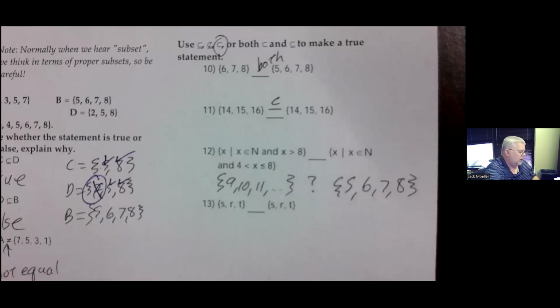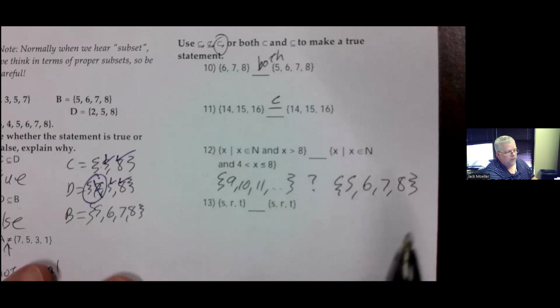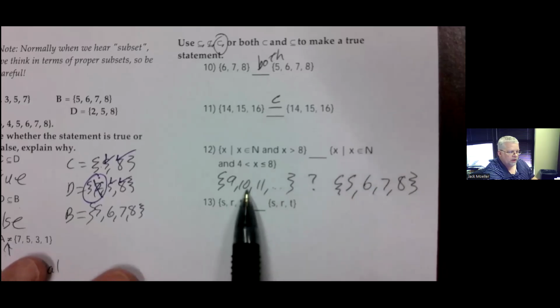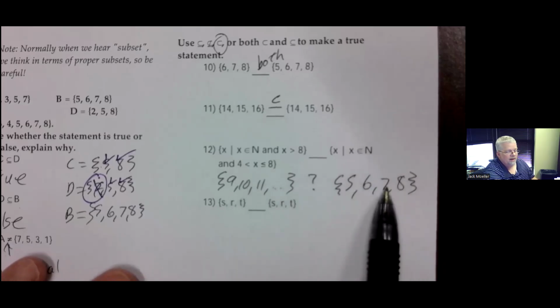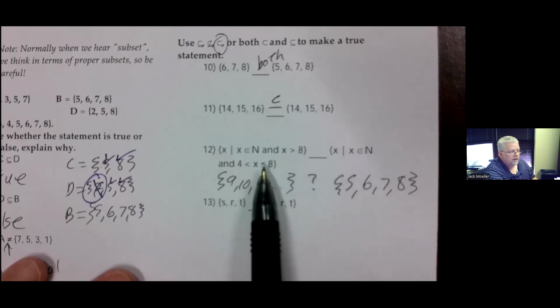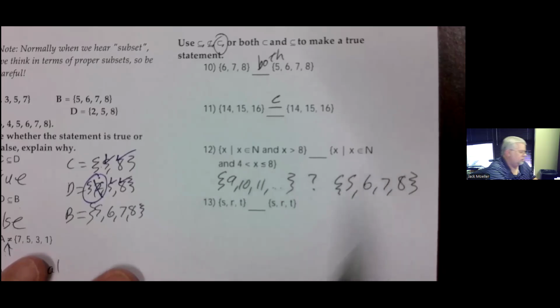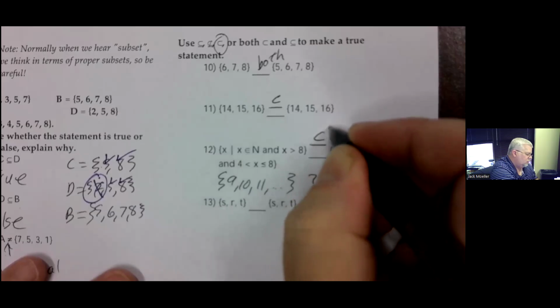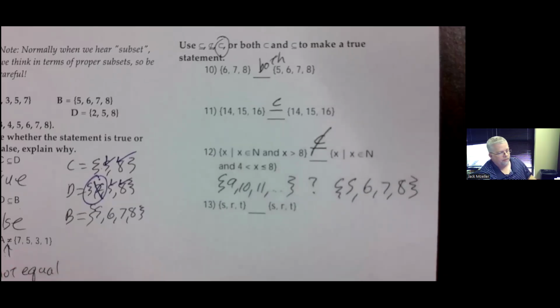So now that we know the elements, is the left-hand side a subset of the right-hand side? Definitely not, because there is nothing in this set that's over here. So this would not be a subset. It's not a subset. We don't need to continue because it can't be a proper subset without being a regular subset.